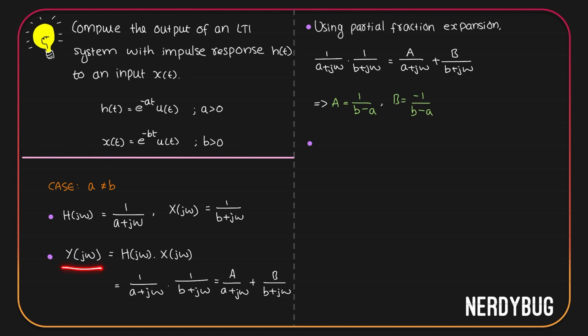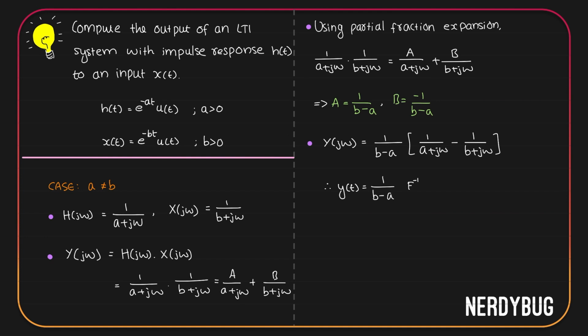Now Y of j omega is a by a plus j omega plus b by b plus j omega. Let us use this for a and this for b. Then Y of j omega becomes 1 by b minus a multiplied by 1 by a plus j omega minus 1 by b plus j omega. We need the inverse Fourier transform of this. So y of t is 1 by b minus a, which is a constant. Let's keep it out.